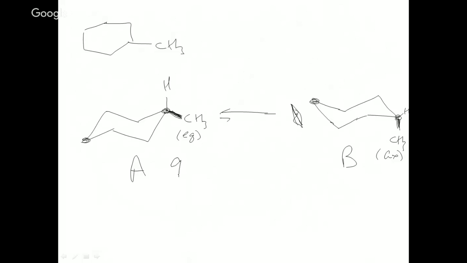But this is preferred 95 to 5%. Only 5% at any given time is axial. That's how much of a stability factor is going on here. You should always draw the hydrogen on the carbon when you put a substituent. Okay, we'll say this in class and stuff, but the CH3 is in the equatorial.